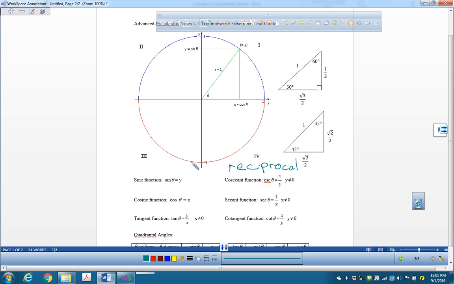We'll talk more tomorrow about the co-functions. Sine and cosine are co-functions. Tangent and cotangent are co-functions. And secant and cosecant are co-functions. And that's different than reciprocal. So you have to understand that there's a difference between reciprocal and co. So today we're just going to talk about reciprocal. Co-functions are complementary, meaning the sine of this is equal to the cosine of that, and so on.